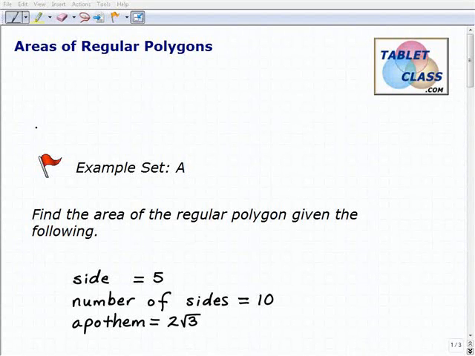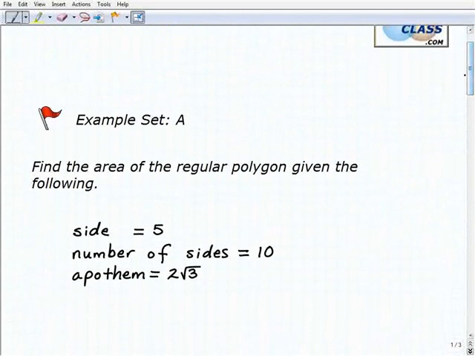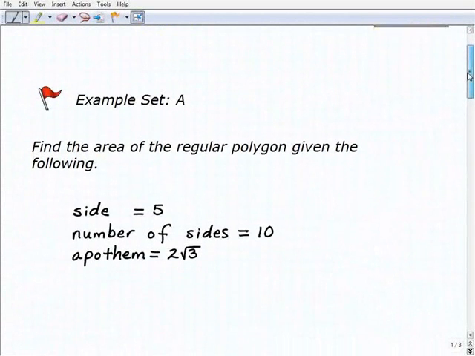Hello, welcome to the video on areas of regular polygons. This is our first example set A. And what we're going to do here is find the area of these regular polygons with the given information.